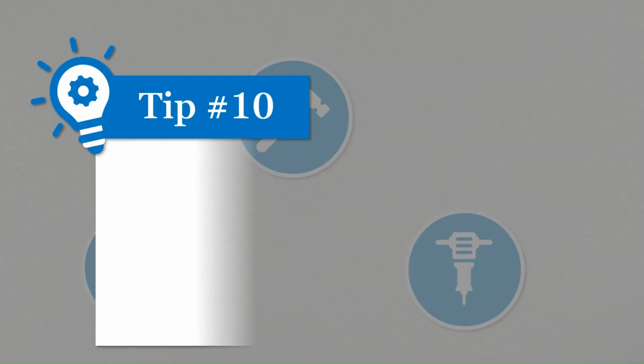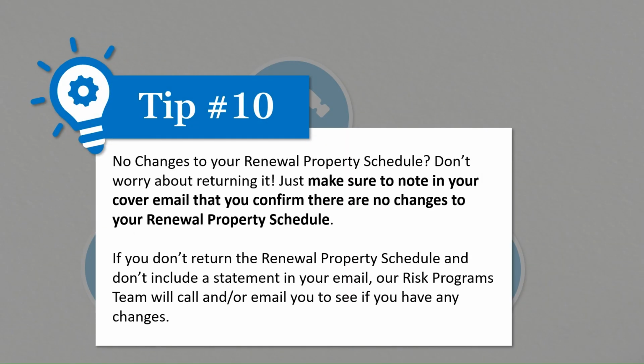Tip number 10. If you don't have any changes to your renewal property schedule, you don't need to return it to us. Just make sure that when you send over your renewal application and all other items from your renewal packet, that you state in your cover email that you confirm there are no changes to your renewal property schedule. If you don't return the renewal property schedule and don't include a statement in your email, our risk programs team will call and/or email you to see if you have any changes.